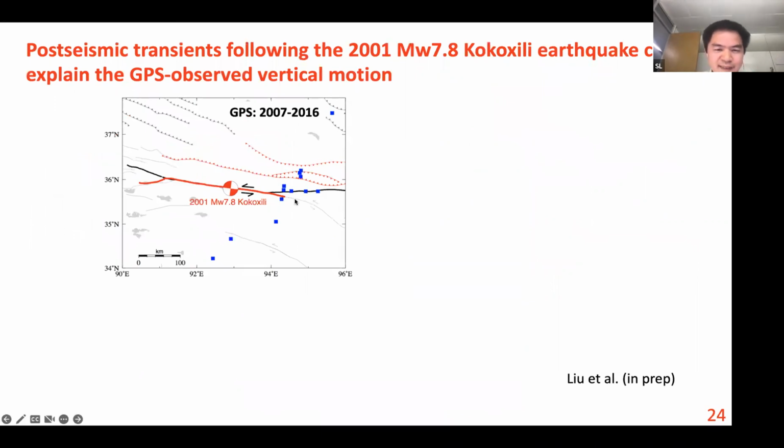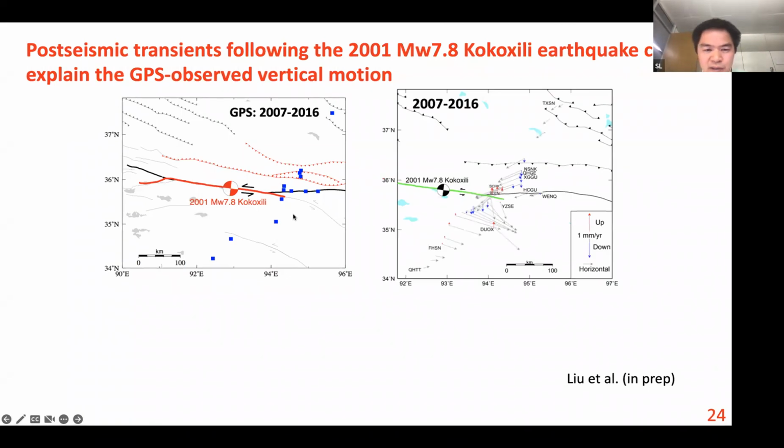Because our GPS stations are located at the eastern tip of the 2001 Kokoxili earthquake, and the observations start about 6 to 7 years after the event, we must consider the impact from the post-seismic deformation following the 2001 event. So we use the GPS observations, both horizontal and vertical components, to constrain the post-seismic deformation models.